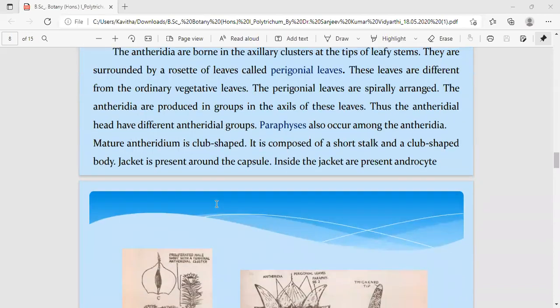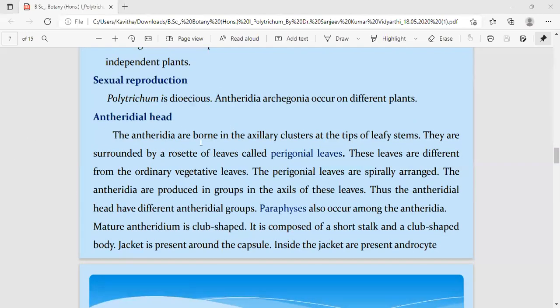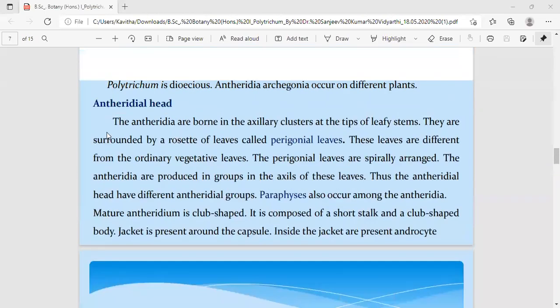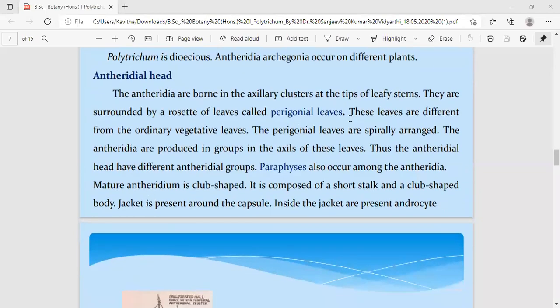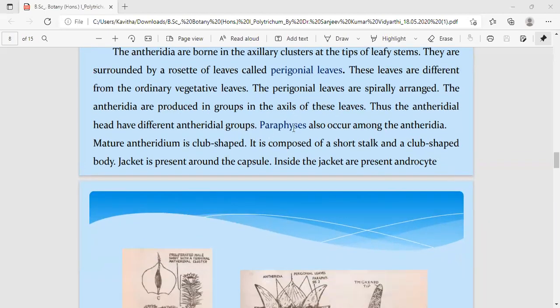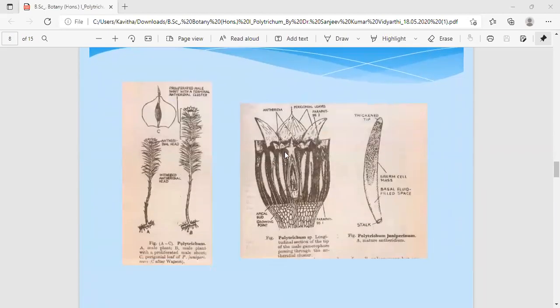Antheridial head is very important, yes, for your notes. So in the male plant, you can see the antheridia at the tip of the male plant. The main axis of the male plant consists of the antheridial head. In the antheridial head, what do we have? We can see the rosette manner of perigonial leaves and paraphysis and the antheridia. So these three together form a cup-like structure which is called the antheridial head.